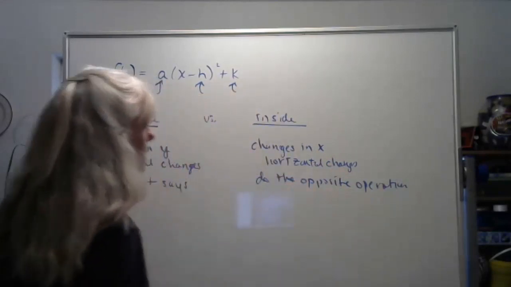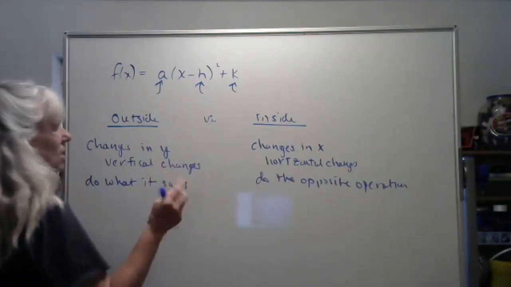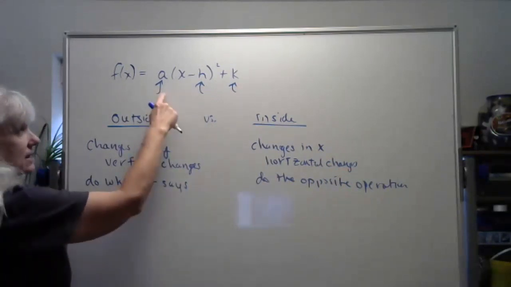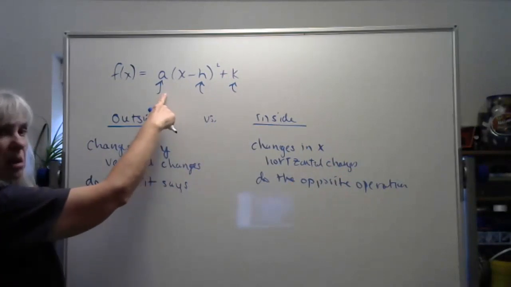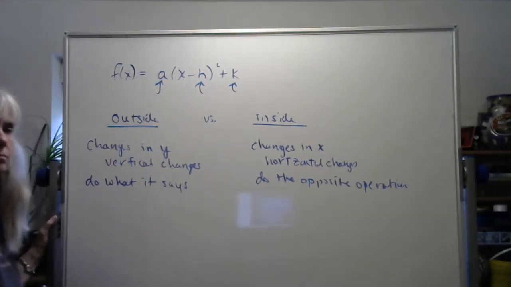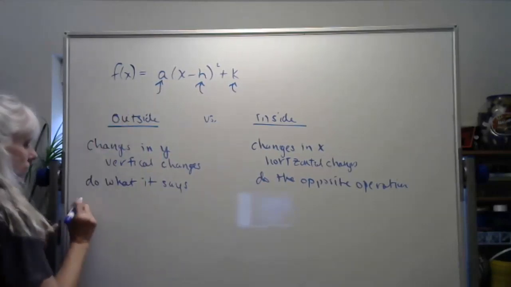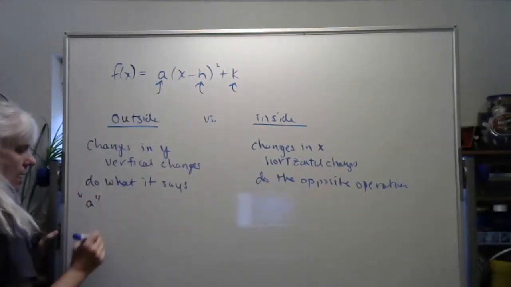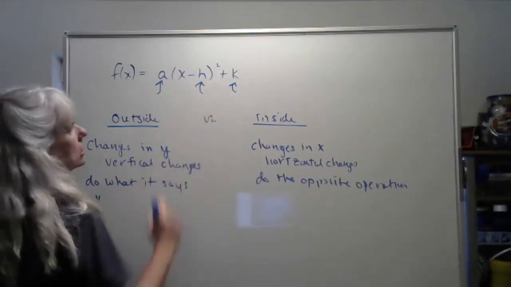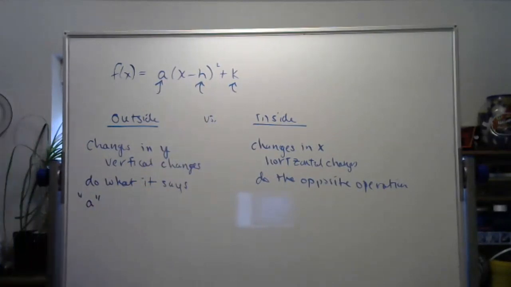Okay, so in terms of this specific function, what is on the outside and what is on the inside? So this a that's out in front is on the what? Outside or inside? Out. So for this exact function, the a is on the outside. So I'm just going to list it here for now. What about that h? Is it inside or outside?